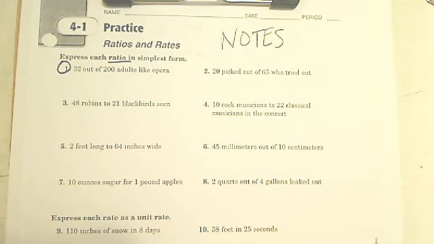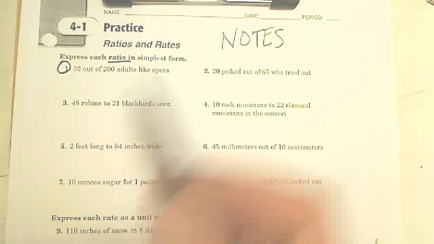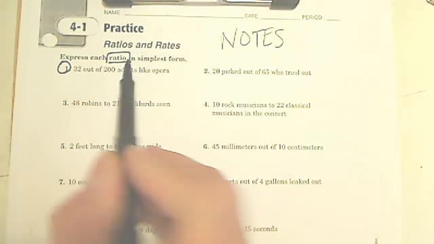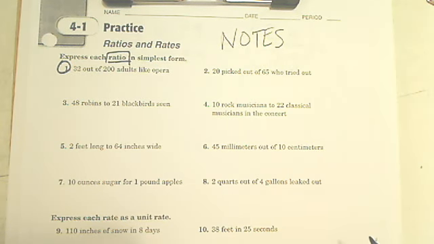On the very top part, it says express each ratio in simplest form, meaning make it a fraction and reduce it. Okay? So you're going to make it a fraction and reduce these. A ratio is a fraction. Right, Theo is not your uncle.